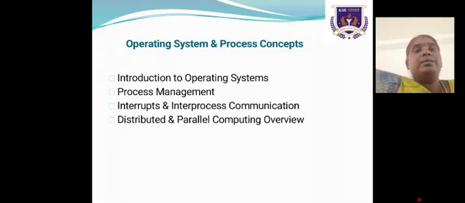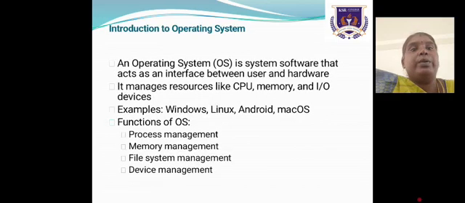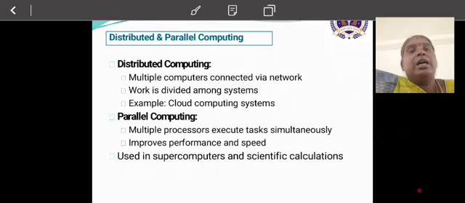Our topic is operating system and process concept. Introduction to operating system, process management, interrupts and process communication, distributed and parallel computing overview. An operating system is system software that acts as an interface between user and hardware. It manages resources like CPU, memory, and I/O devices. For example, Windows, Linux, Android, Mac OS. The functions of OS: process management, memory management, file system management, and device management.